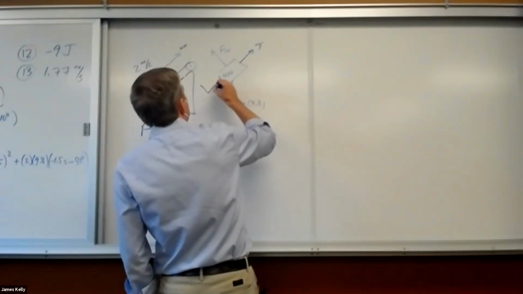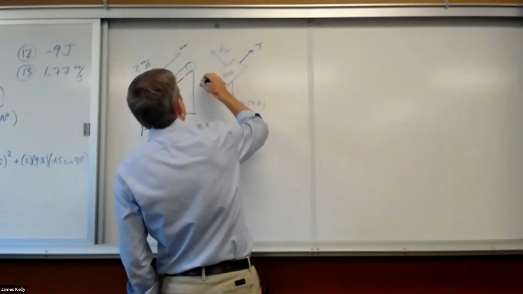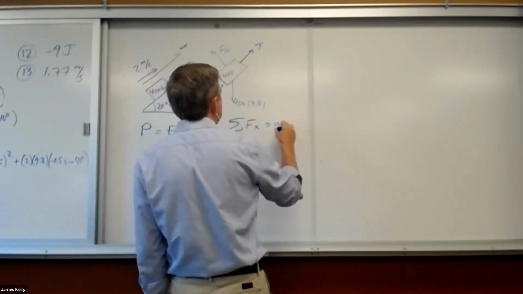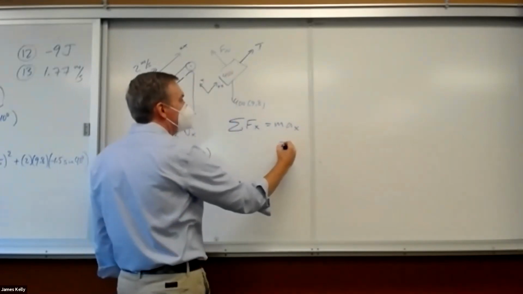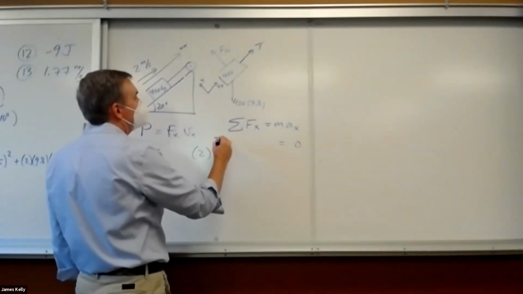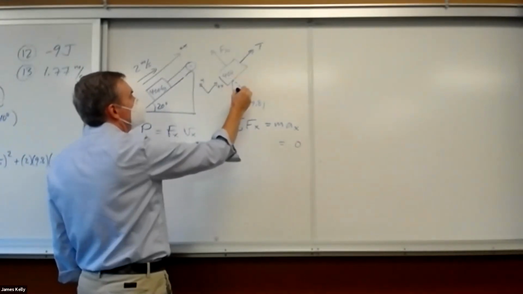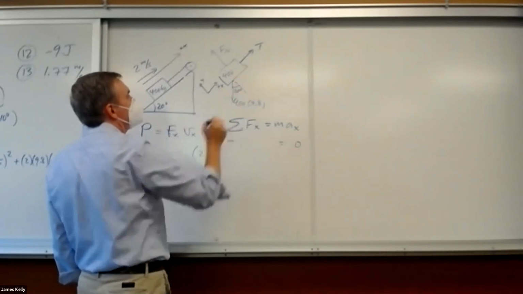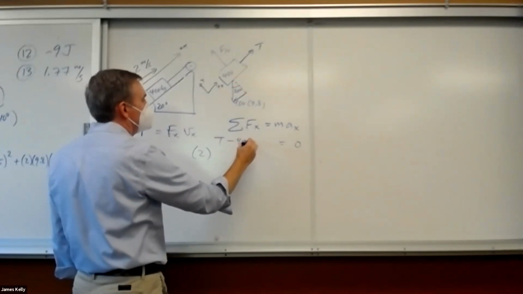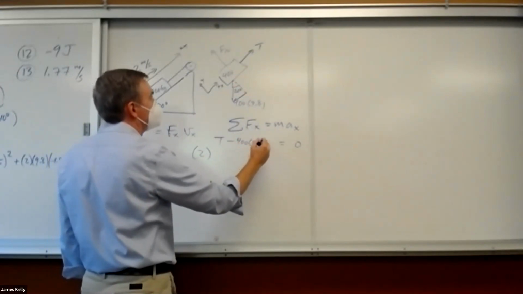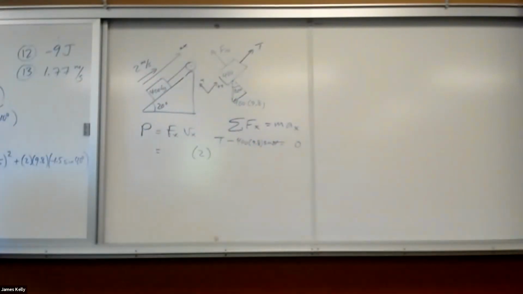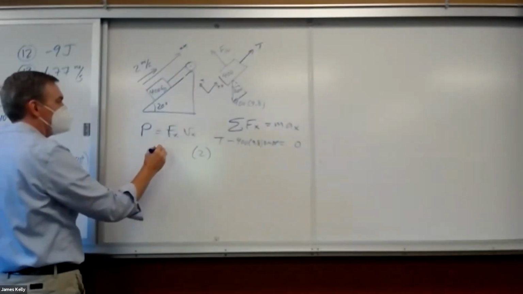It looks like it would be a good idea to take plus x going up the plane and do the sum of the force x components equals max. ax is 0 because it's moving at constant velocity, and I have T minus 400 times 9.8 times the sine of 20 degrees. Okay, so T is 400 times 9.8 times the sine of 20.